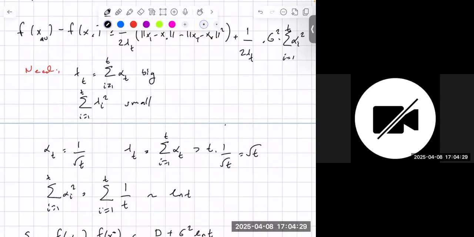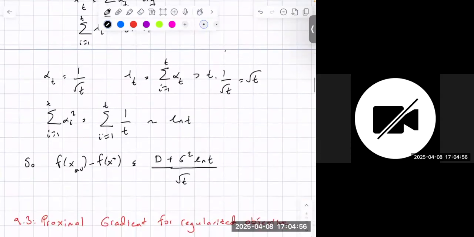When you don't square them and just sum them up, everything here is at least 1 over root t, because you start with 1 over 1, 1 over root 2, 1 over root 3. The smallest one is this, so the entire sum is at least the smallest times the number of things. So the sum comes out as square root of t. If you pick this step size, you can pick other things too. And the sum of squares comes out to be a log t. So the bound you end up getting looks like this.